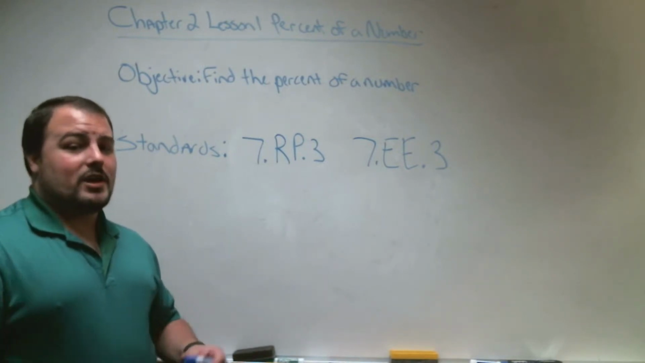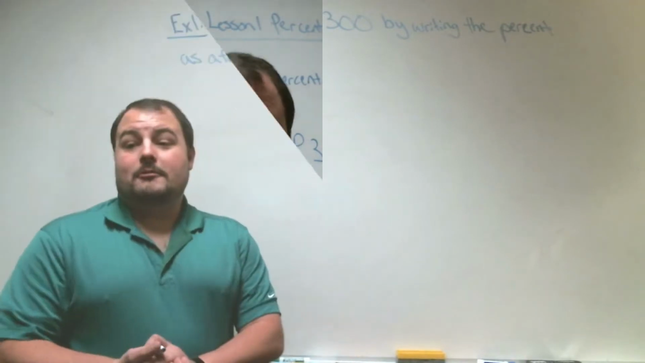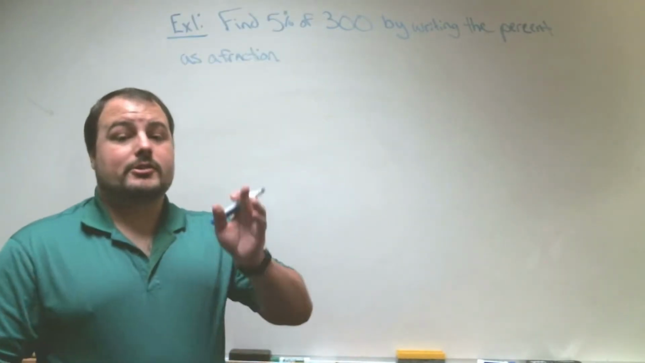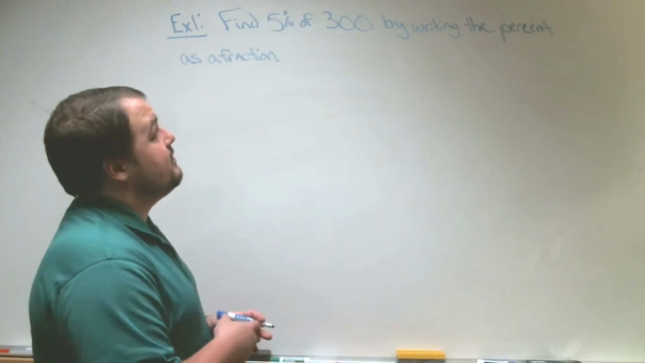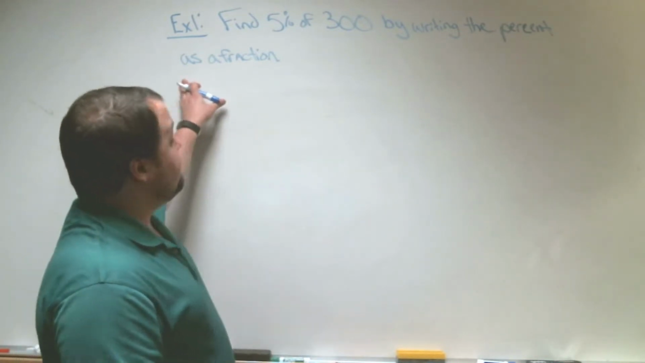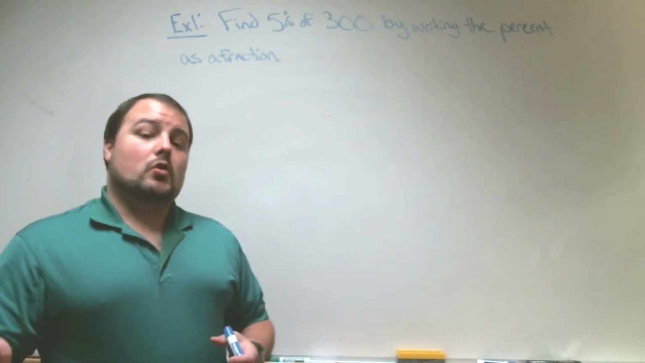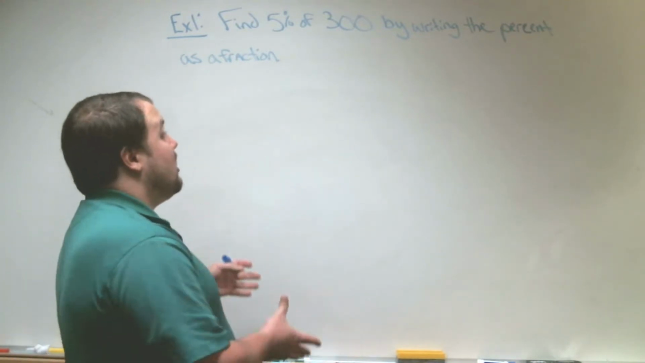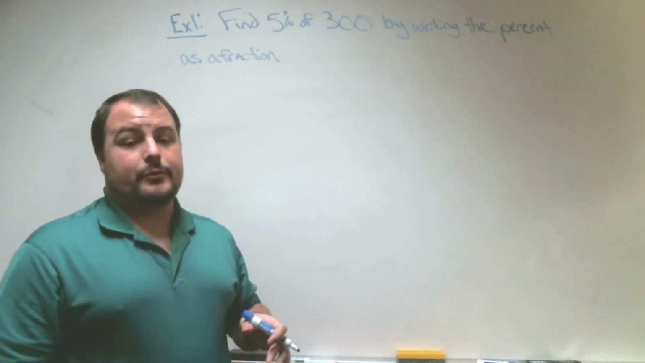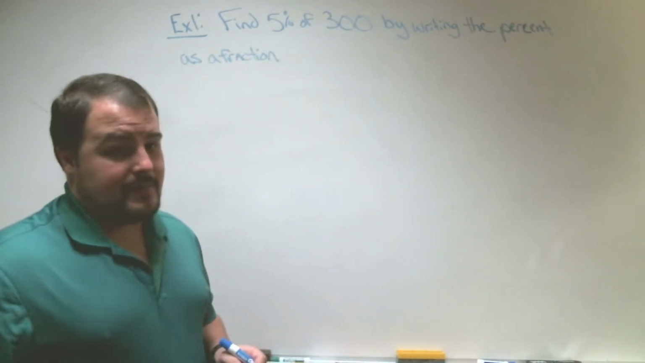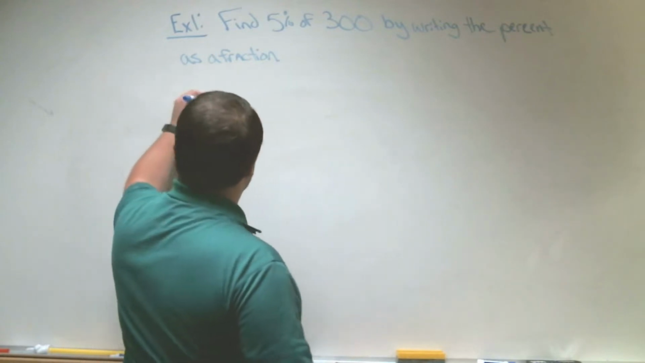Let's go ahead and start the vocab, start this lesson. Alright, well, no vocab for this lesson. We're just going to go ahead and start. Example 1 says find 5% of 300 by writing the percent as a fraction. So first thing is you need to know what the word of in mathematics means. It says find 5% of 300. The word of in mathematics means to multiply.